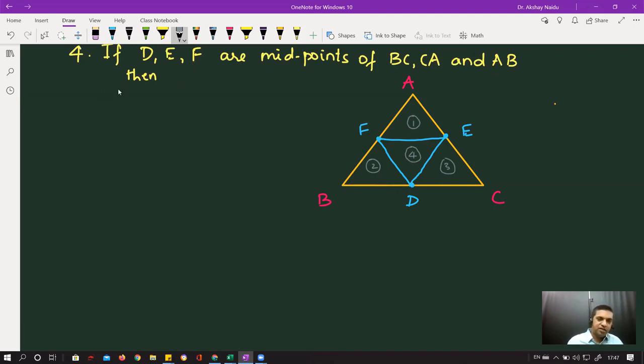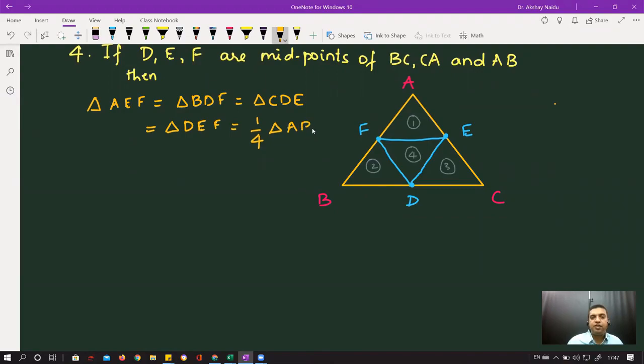So this is the important result. So area of triangle AEF will be equal to area of triangle BDF is equal to area of triangle CDE is equal to area of triangle DEF, and each will be equal to 1/4 times area of triangle ABC. This is an important result.